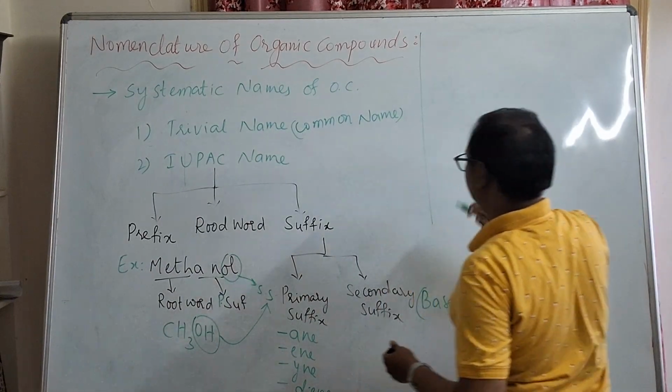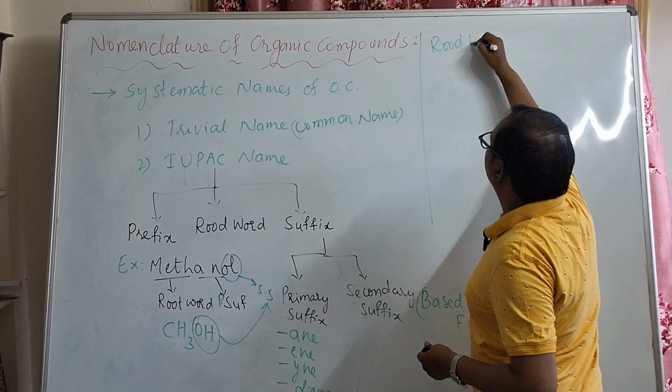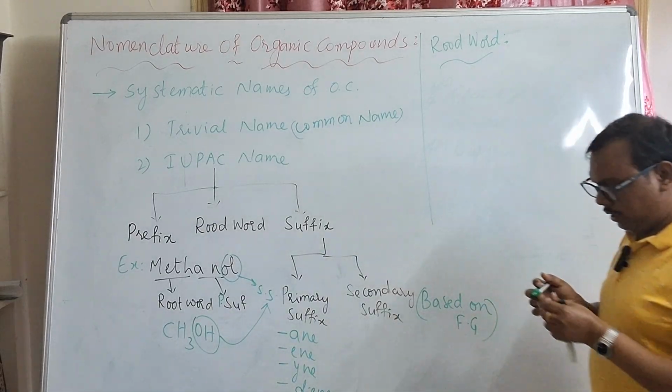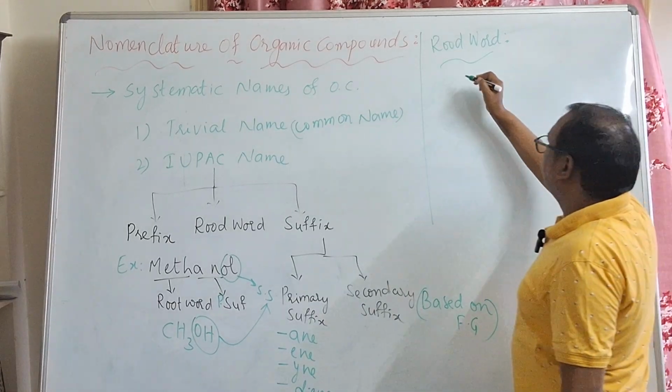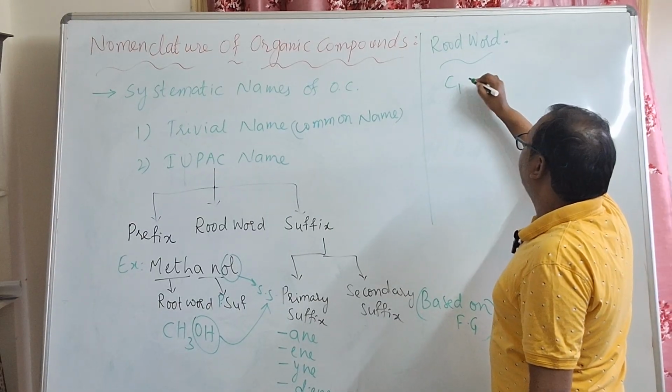Yeah. See, root word. What is the meaning of root word? The meaning of root word is, you can write it as, you see here, if one carbon is there in the given compound, then it is meth.